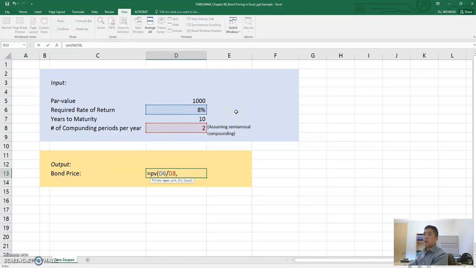Now the second is the number of periods. So the number of periods is going to be the total number of compounding periods in this circumstance. Okay, so since we have 10 years until maturity, and each year we're going to compound this 2 times, it's 10 multiplied by 2 right here. Okay, so the payment here is going to be 0 because it's a zero coupon bond. You don't get a payment periodically. So that's 0.